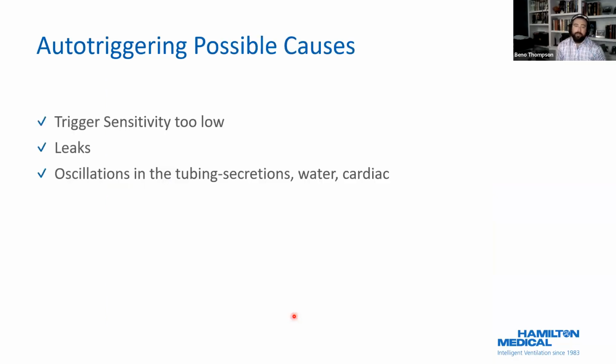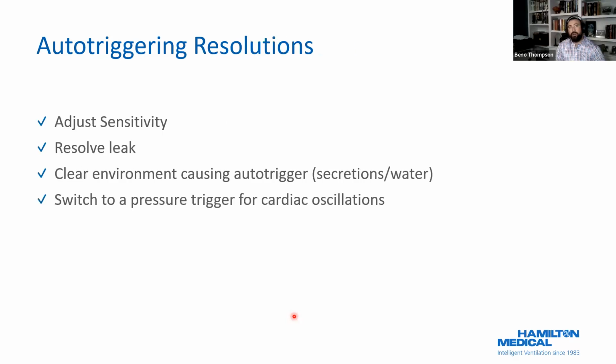Well, this time your trigger's probably too sensitive. So you should turn it up, make it less sensitive. If there's any leaks in your circuit, chest tubes, a giant air leak, stuff like that, that could cause this. And then our good old friend oscillations in the tubing. That could be from secretions and rainouts sloshing around in your circuit. Could be a hyperdynamic pericardium if you're in a cardiac unit, where the heart will actually cause auto trigger. It will actually trigger the ventilator because it's beating so hard.